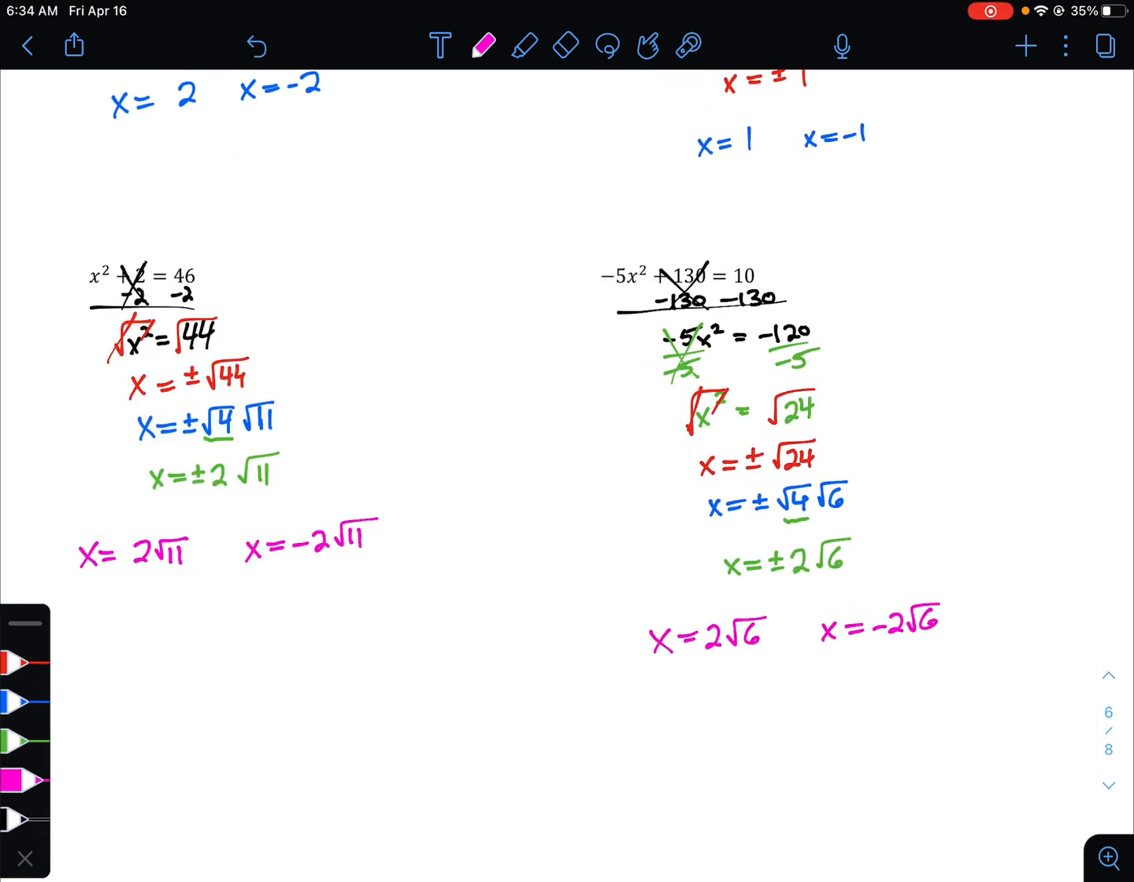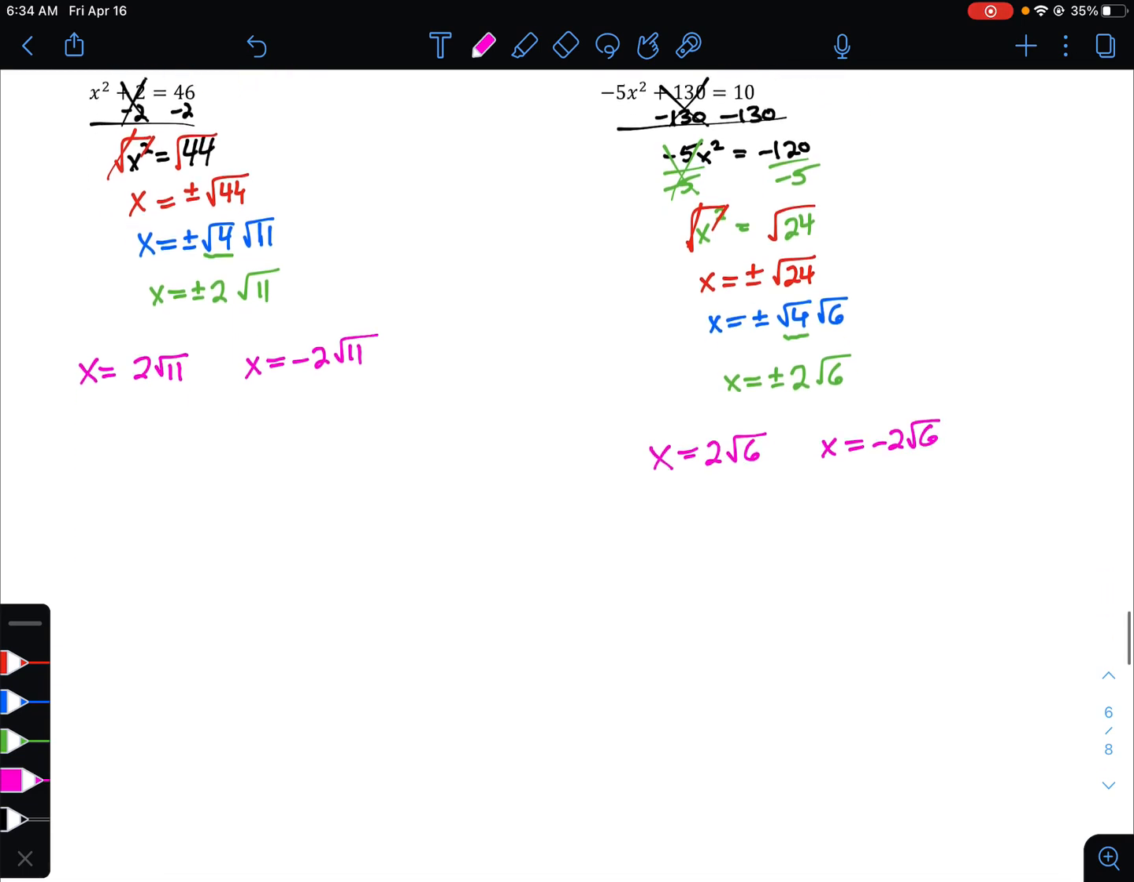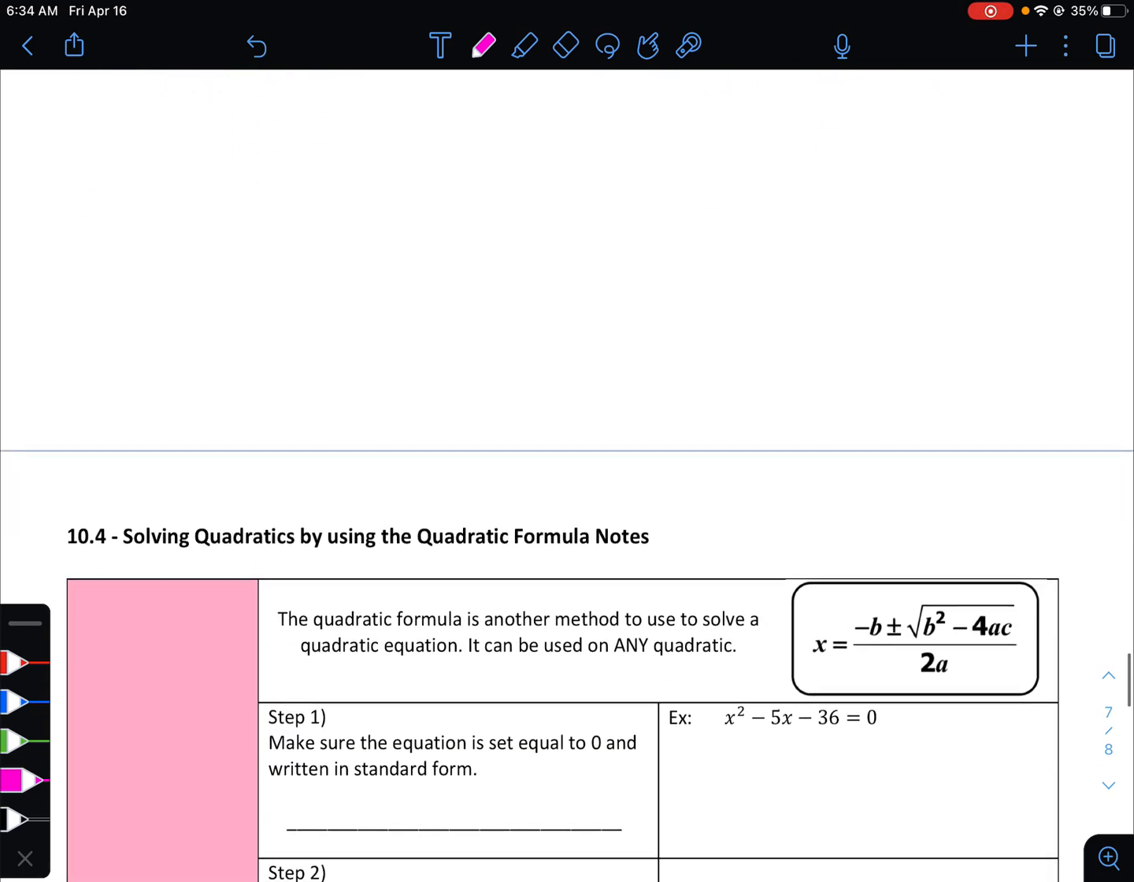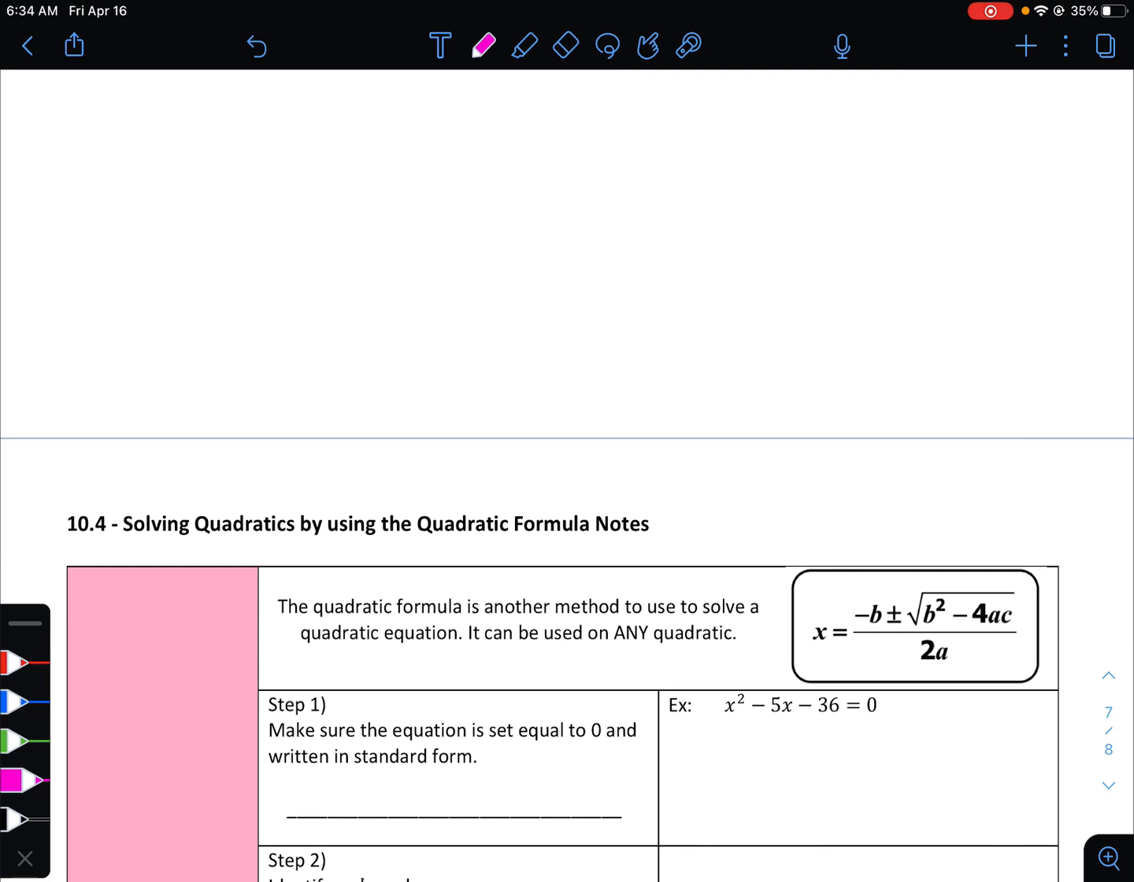All right, so guys, that is it for solving by square roots. Really pretty straightforward. It's kind of just like solving a linear equation, just with that extra step of taking a square root. In the next section, we're going to look at what's called the quadratic formula. And while it is a fairly big formula and can be hard to remember, the nice part is that you can use it to solve any quadratic equation that you ever come across.